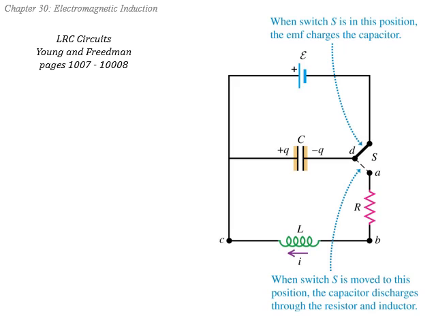Even if we didn't connect a physical resistor to a circuit with an inductor and a capacitor, the wires and the inductor itself would still have some resistance. So we need to be able to include resistance in a circuit with an inductor and a capacitor. So how are we going to think about that?